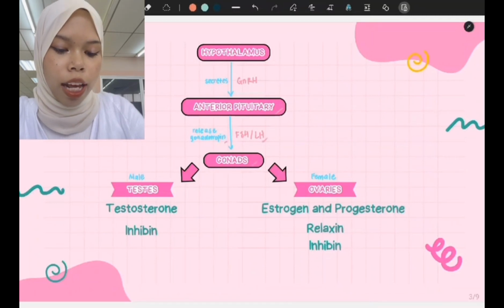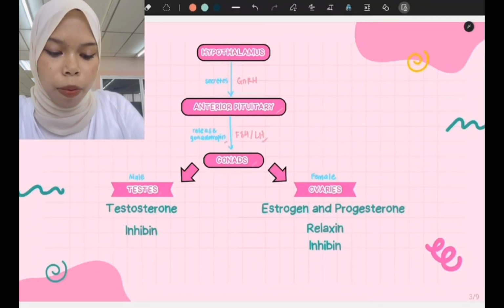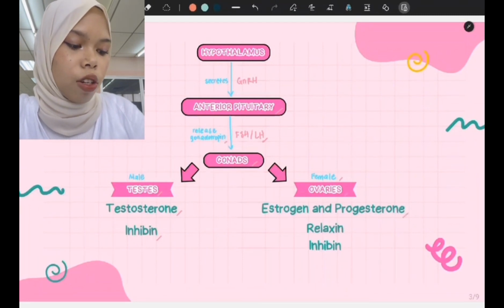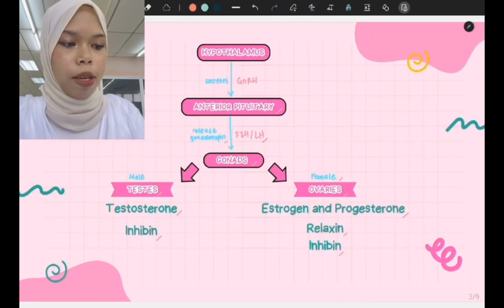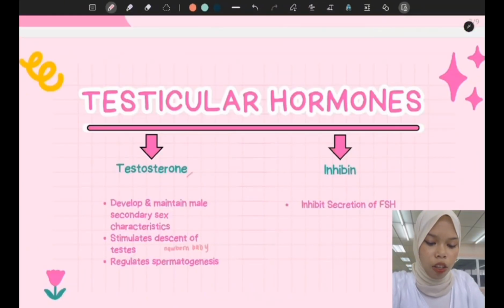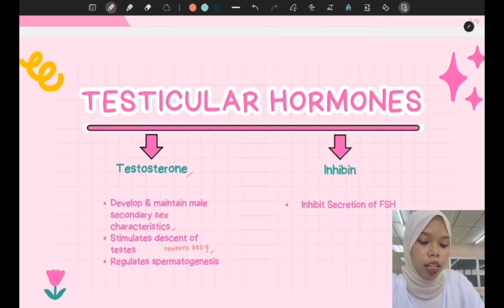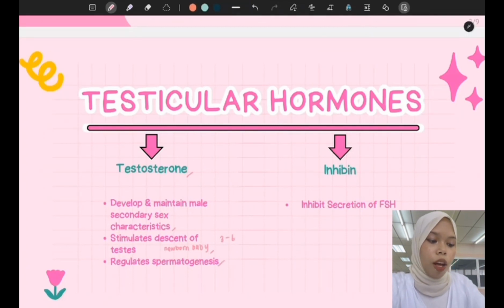Then they will go to the gonads, which in male will be the testes. It will secrete testosterone and inhibin, while in female, the gonads will be the ovaries. It will secrete estrogen, progesterone, relaxin, and inhibin. The function of testosterone is to develop and maintain male secondary sex characteristics and stimulate descent of testes. This is for the newborn baby, where the testicle will move down to the scrotum naturally during 3 to 6 months of life. Then it will regulate spermatogenesis, while inhibin inhibits secretion of FSH.